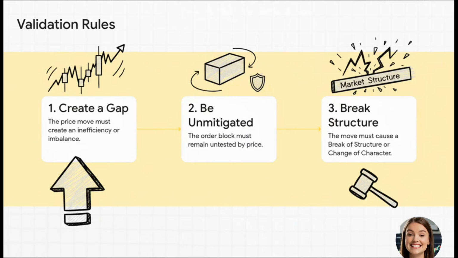And here they are. Number 1, the move has to create a price gap, or what some people call an inefficiency. This just means price moves so fast it left a bit of an imbalance. Number 2, the order block has to be unmitigated, which is just a fancy way of saying price hasn't come back to retest it yet. It's a fresh, untouched zone. And number 3, the move away from the order block has to break market structure.